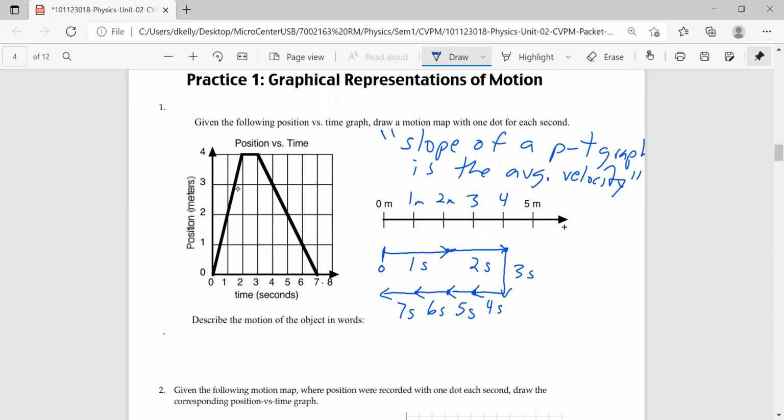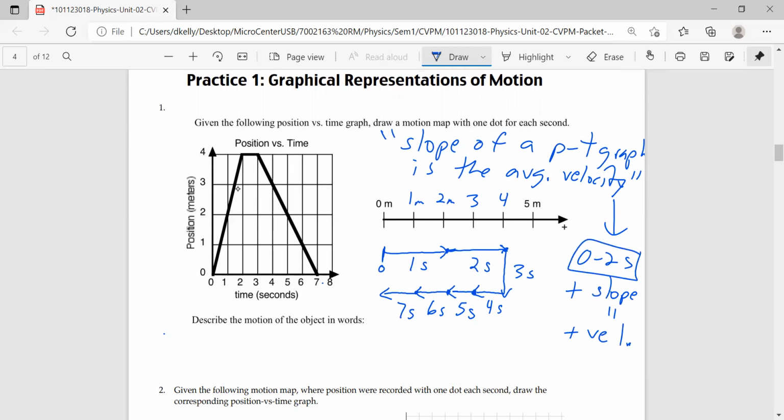Describe the motion of this object in your own words, I'll just leave that for you. But from 0 to 2 seconds, right here, that is a positive slope. And by definition, that means that the velocity is positive. That means you have a positive velocity from 0 to 2 seconds.